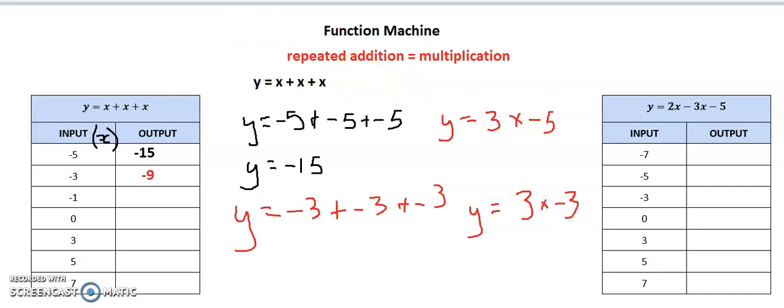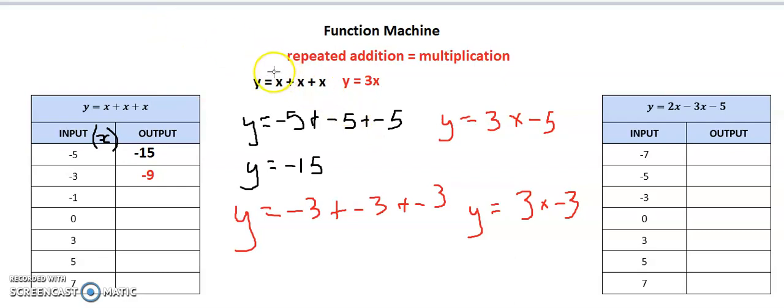But why not do that with the equation? I've got 3 groups of x. But we say that as 3x. 3 times x is the same as 3x. We put them together with the number in front, and that always means times. So we can use that rule.